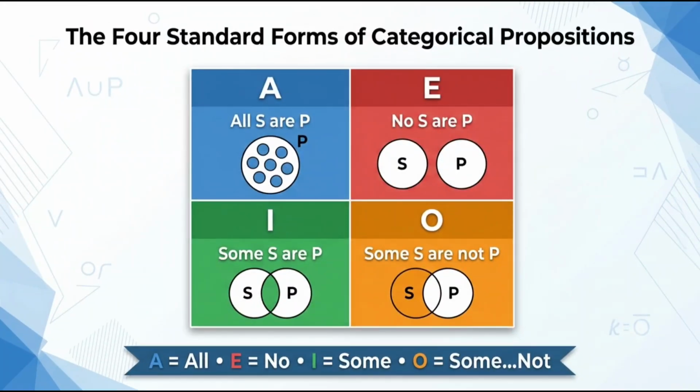The letter A denotes the condition in which all subjects are predicate. The letter E denotes the condition in which no subject is predicate. The letter I denotes the condition in which some subject is predicate. The letter O denotes the condition in which some subject is not predicate. Each letter represents a different combination of quality and quantity.